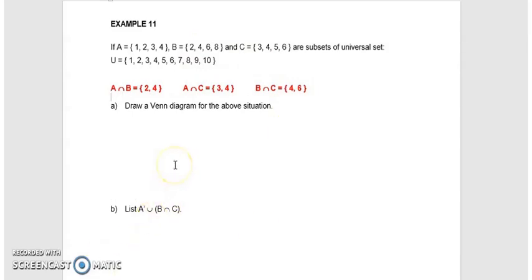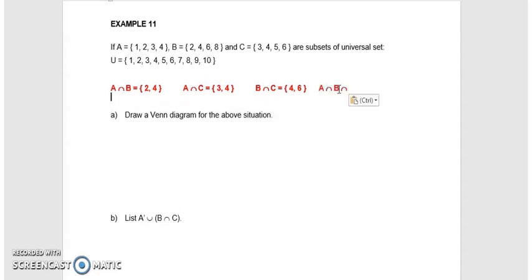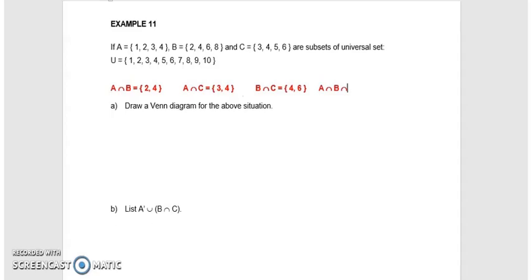Last, we find A intersect B intersect C. What is the element under A intersect B intersect C? Looking at 1, 2, 3, 4, then 2, 4, 6, 8, then 3, 4, 5, 6, the element is only 4.